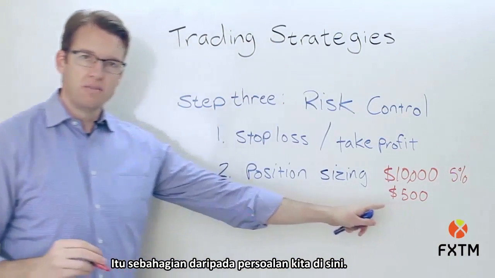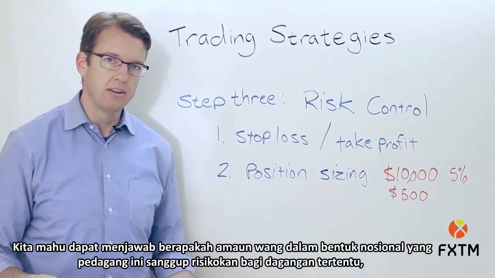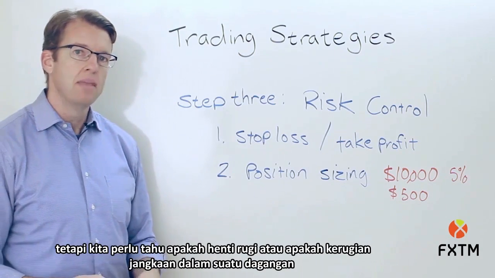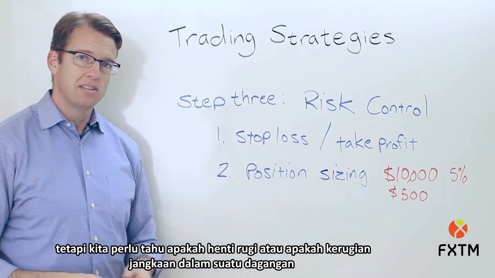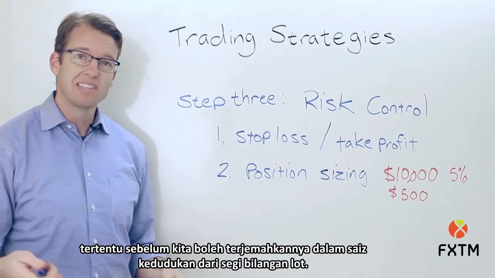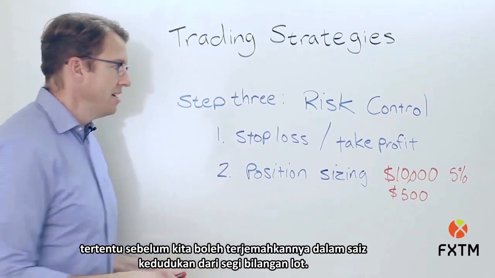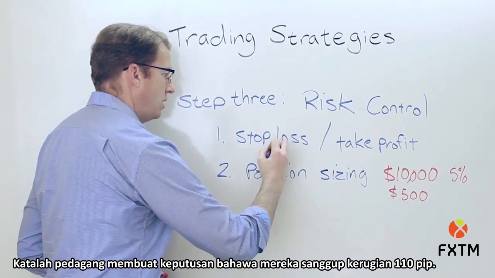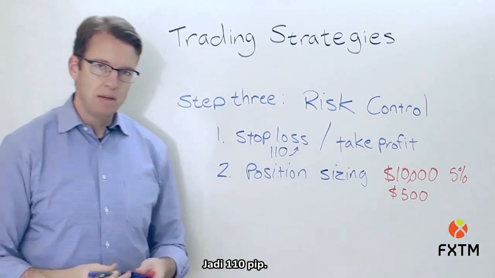Now, that's part of our question here. We want to be able to answer what is the amount of money in notional terms that this trader is willing to put at risk in a particular trade. But we need to know what the stop loss is, or what the expected loss is in a particular trade, before we can translate this into an actual position size in terms of how many lots. So let's say that a trader here, that their stop loss, they've decided that they're willing to give up 110 pips. So 110 pips.